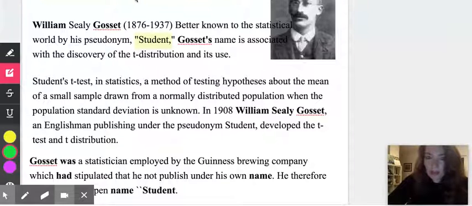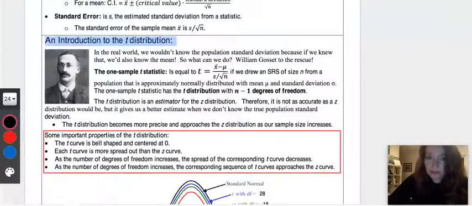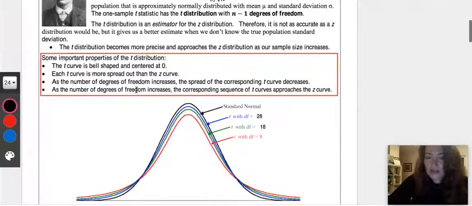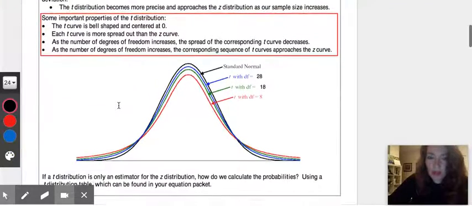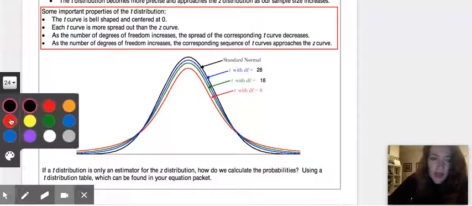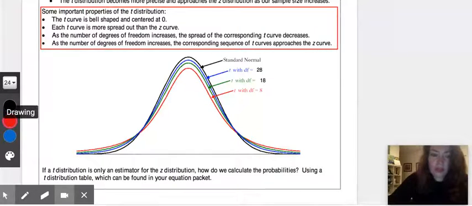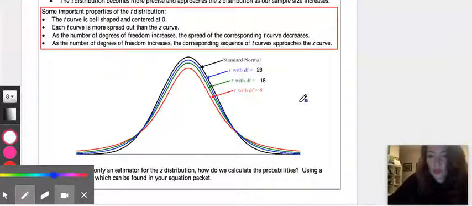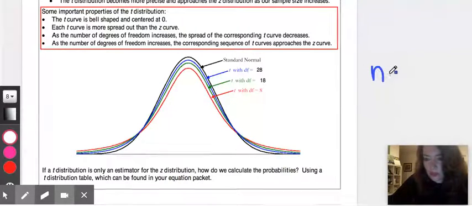So let's go ahead and look at the characteristics of a T model. It's actually very similar to a normal model. If you look at it, what's in black over here, that is our standard normal model. And when you look at the t distribution, it has to do with degrees of freedom. So the larger the degrees of freedom, so in other words, when your sample size goes to infinity, what happens is that your t distribution will start to resemble a normal model.